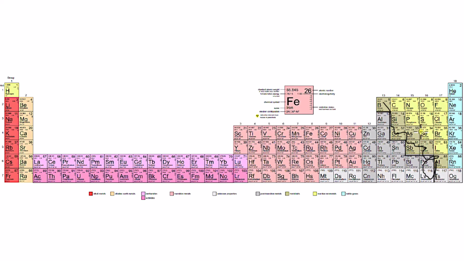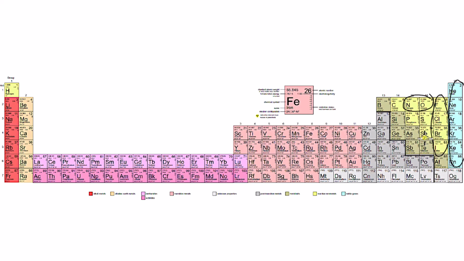Now the non-metals. A lot of the non-metals at room temperature and pressure are gases. These are all gases here, the noble gases. These are all gases except bromine's a liquid. Nitrogen and oxygen are gases. Hydrogen's a gas. Then carbon, phosphorus, sulfur, selenium are solids. So thinking about the solid properties of a non-metal, it's going to be dull, not shiny, brittle. It's not going to be a good conductor of heat and electricity.